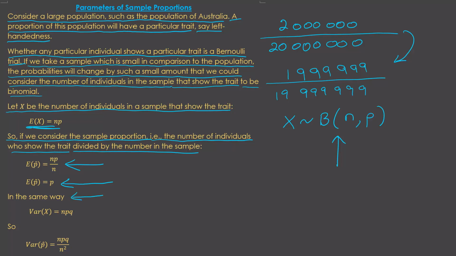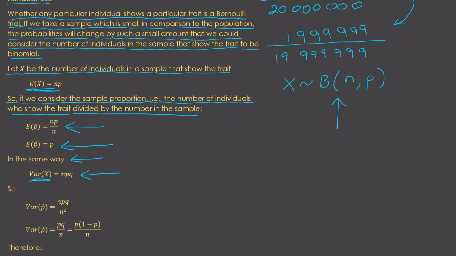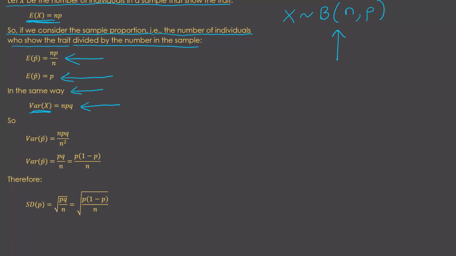In the same way, the variance of x for a binomial we know is npq. Now remember, variance is a squared quantity. So what we would need to do for the variance is divide by n squared when we're looking at a sample proportion. So we can cancel an n from the top and the bottom, and we end up with pq over n, where q is a way of representing 1 minus p.